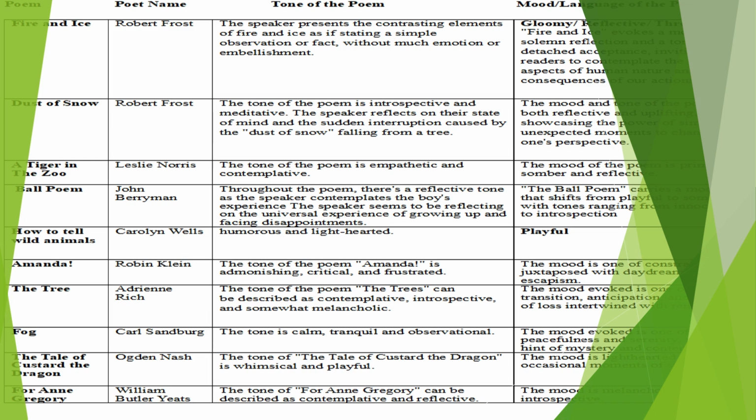The next, The Tale of Custard the Dragon, which you really liked a lot, is written by Ogden Nash. The tone of the poem is whimsical as well as playful, whereas the mood is light-hearted with occasional moments of suspense. The last poem, For Anne Gregory, is written by W.B. Yeats or William Butler Yeats. The tone of this could be described as contemplative as well as reflective, whereas the mood is melancholic and introspective.